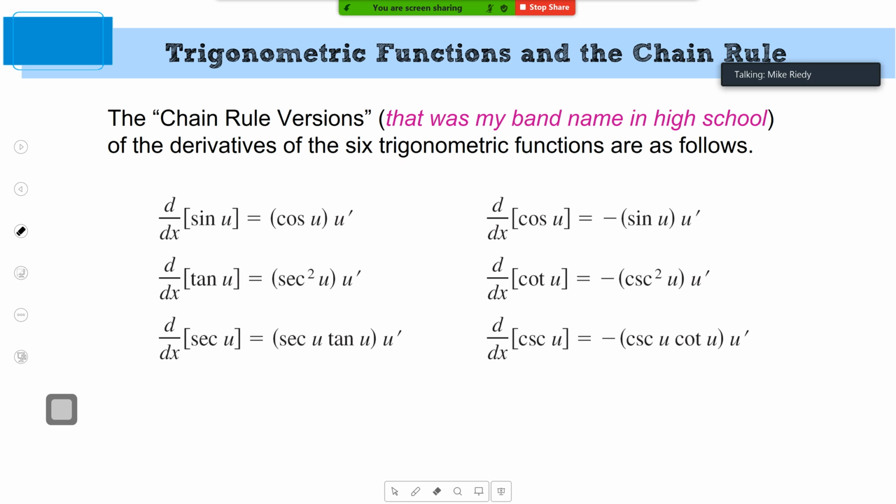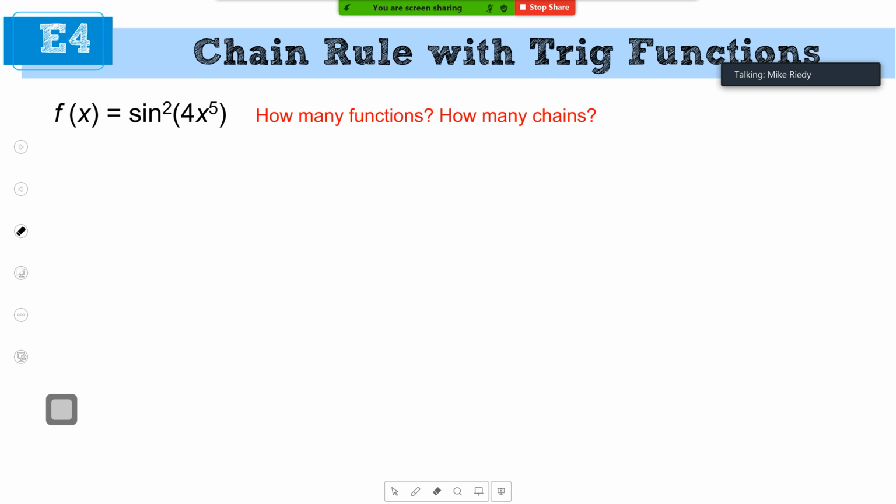Notice this looks just like the one I gave you a couple days ago, except the u's became x's, and we've got those u primes on the end of them. It's just a chain rule. Okay, so this will be fun.